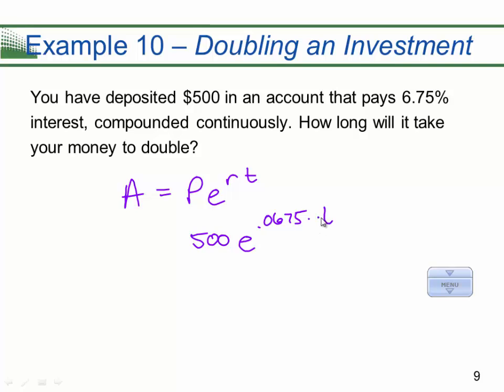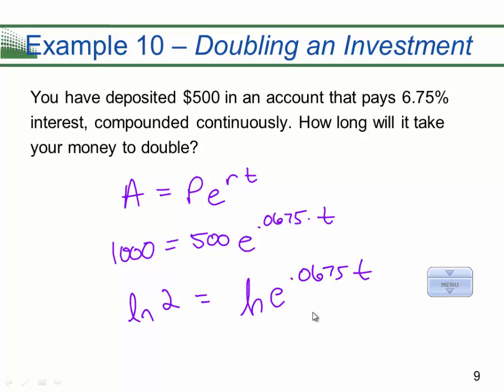The question is how long? So we're answering this question for time, and we want our money to double, so we want this to be 1,000 for our final value. So this is the equation we're solving. We're going to divide both sides by 500, and that's going to give us 2 equals e to the 0.0675t. I'd probably take the natural log of both sides now, because when you take the natural log, you can bring the exponent down, and this cancels. Natural log of e is just 1.